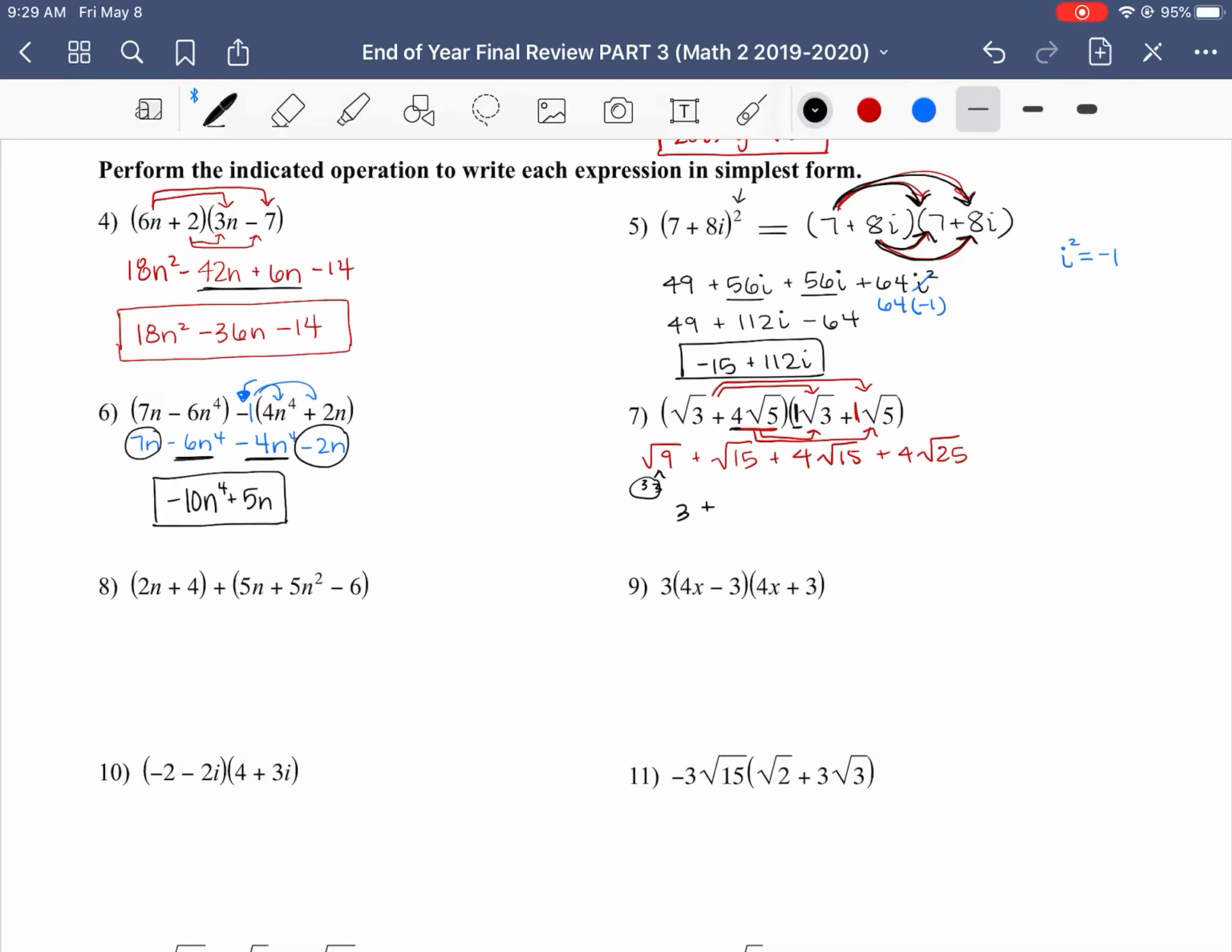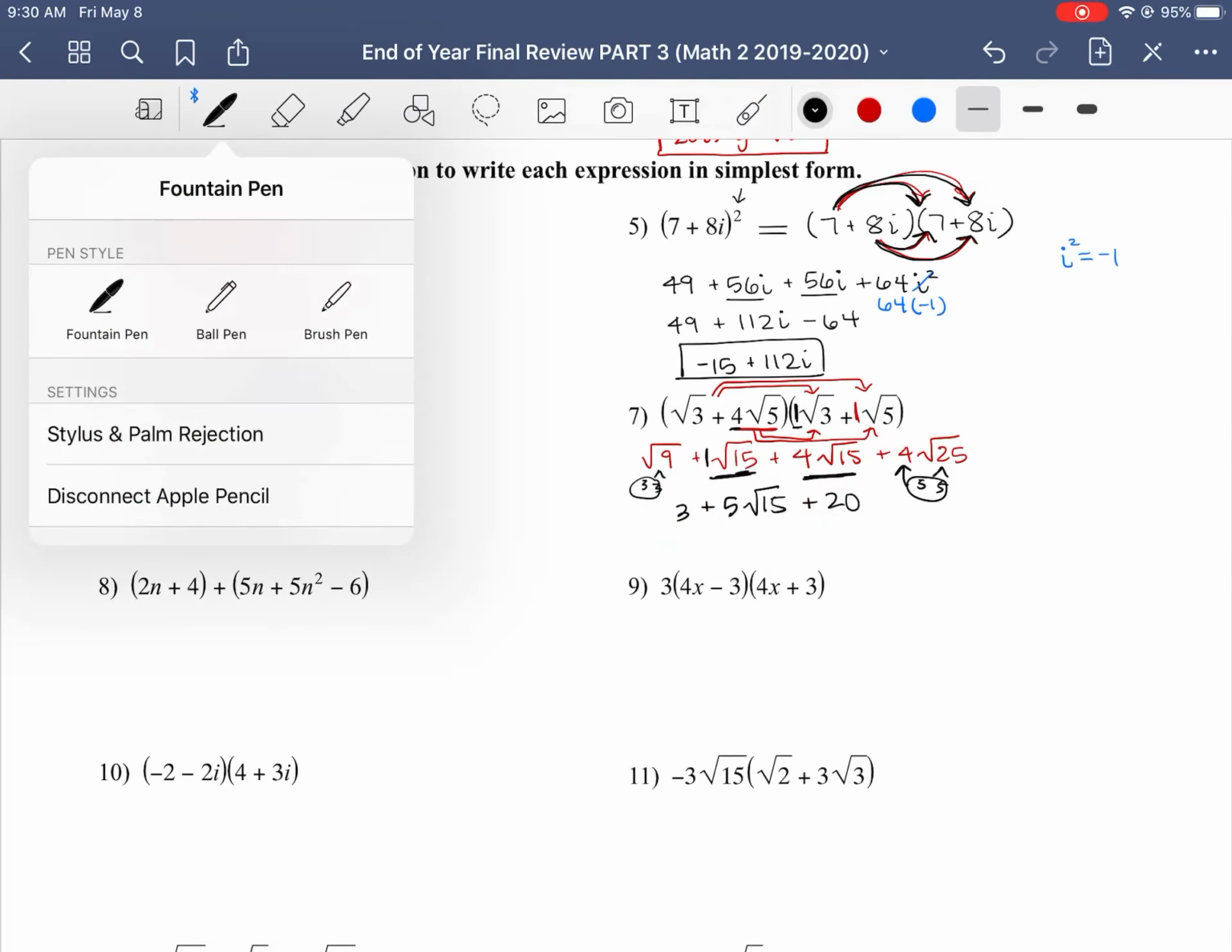So this one right here, square root of 9 is just 3. So that's a 3. Plus, you've got 1 square root 15 here, and you've got 4 more of the square root 15 here. So those are like radicals. We can combine those. So if I have 4 and I add 1 more, I have 5 square root of 15. And then lastly here on the end, 25 is 5 times 5, so that gets pulled out. So 4 times 5, that's just going to be 20 on the end there.